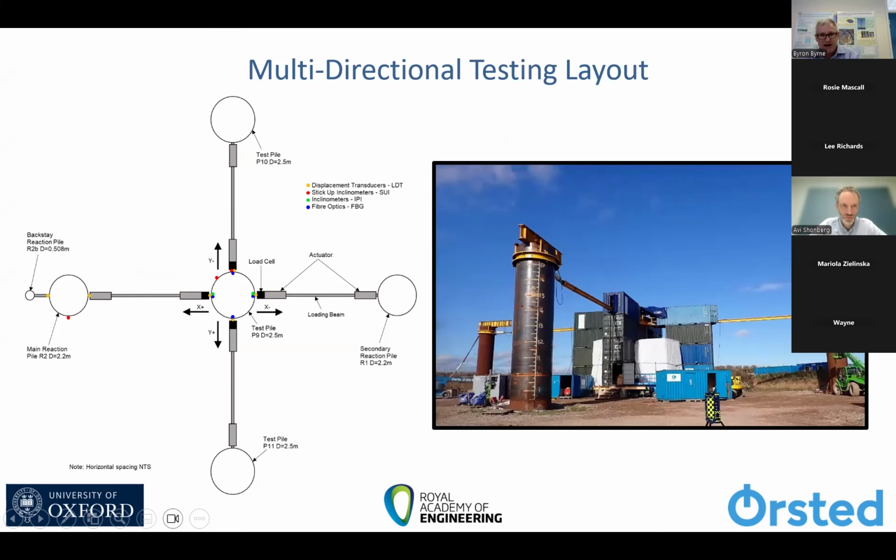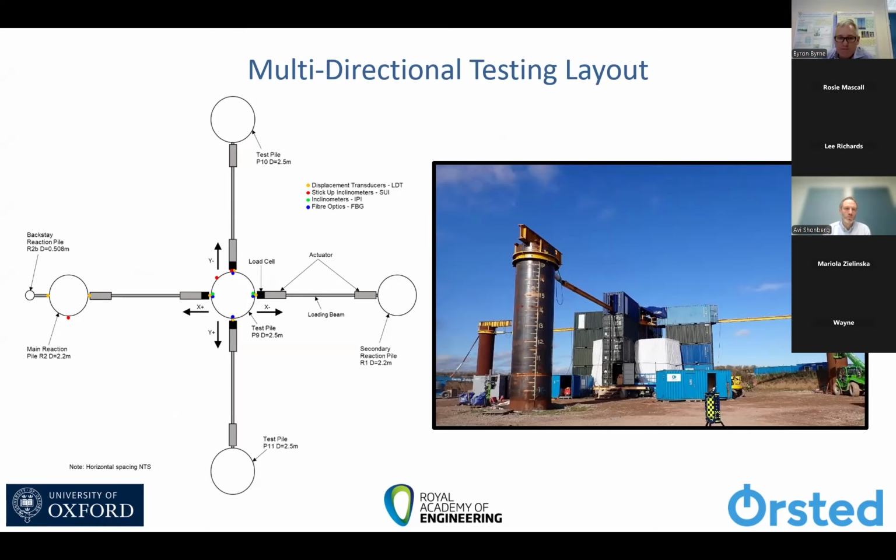Even more complex, we carried out multi-directional load testing. And so this is an image and a diagram of the setup. This is the 2.5 meter diameter pile. The loading is applied at 10 meters height, and the reaction piles are 25 meters away from the pile. So this is a very big construction and very complicated.